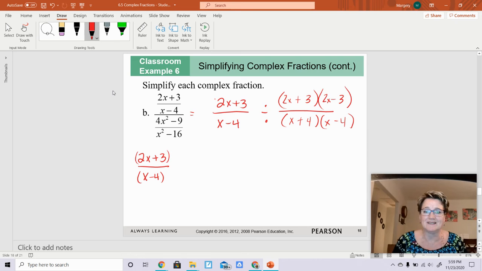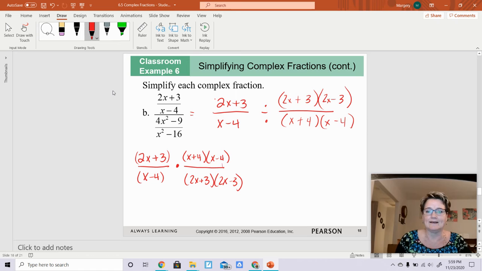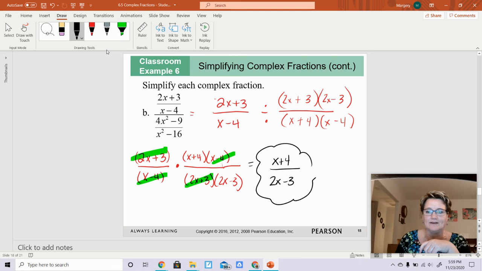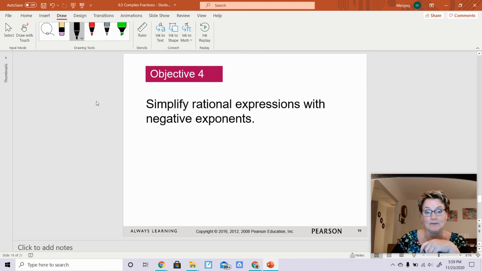If you want to put them in parentheses, you can. Change the division sign to multiplication, flip them. So I have x plus 4 in the numerator and x minus 4 in the numerator. And I have 2x plus 3 and 2x minus 3. Now again, anything divided by itself is 1. So this cancels out with this. This cancels out with this. And you're left with x plus 4 in the numerator, and you're left with 2x minus 3 in the denominator, and there's your answer. All right, let's jump to the next problem.